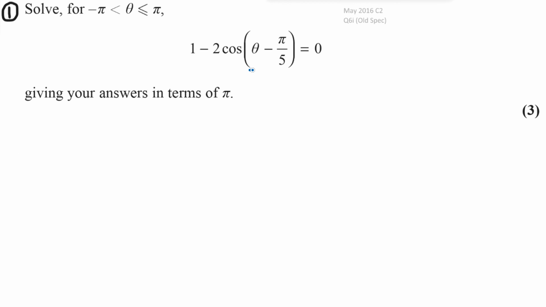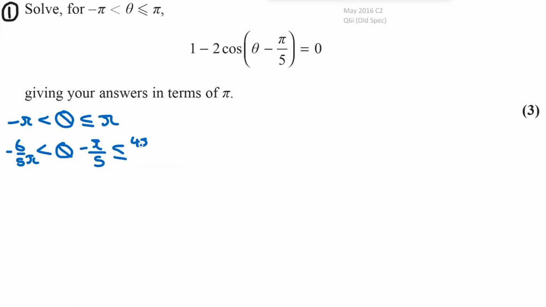So for question 1, we have an inside the function transformation here, so therefore we have to adjust the interval. At the moment, the interval is minus pi, theta, and then pi. Then we need to minus pi over 5 from everything to get theta minus pi over 5. And this here will become minus 6 over 5 pi, and this here will become pi minus pi over 5, which is equal to 4 pi over 5, like this.